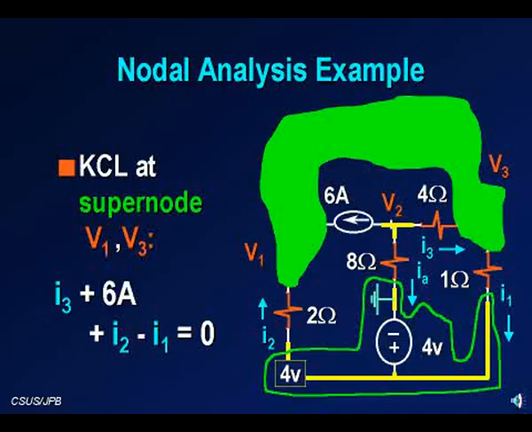When we write KCL about a supernode, folks, we basically consider the supernode as a big dot. We look at this blob and look at current coming in equal current coming out, or the sum of the current into that blob equal to 0. Here we have I3 coming in, 6F coming in, I2 coming in, and I1 leaving.